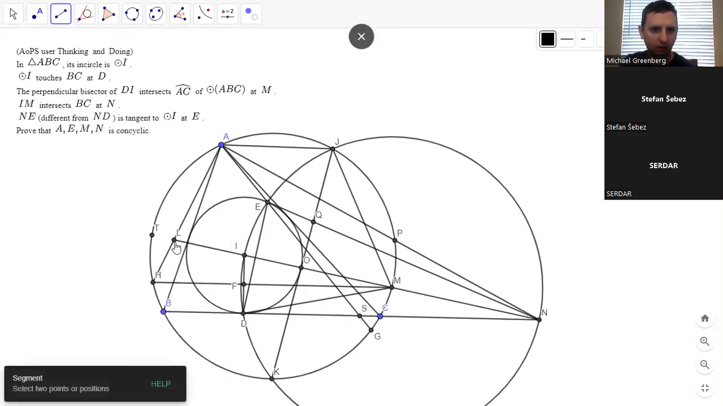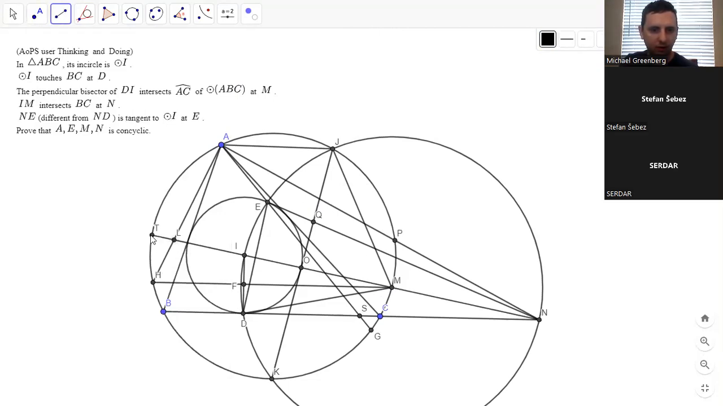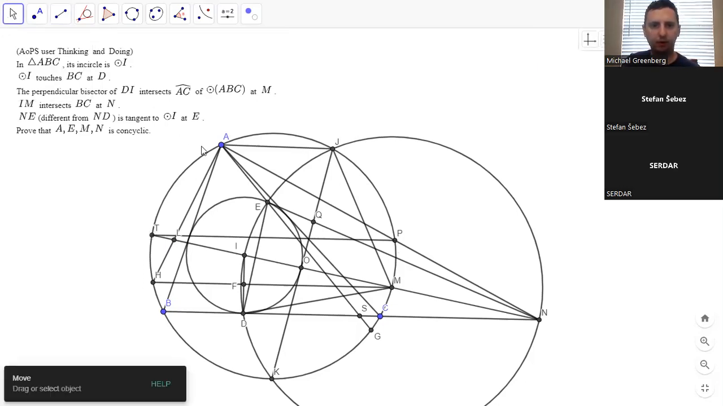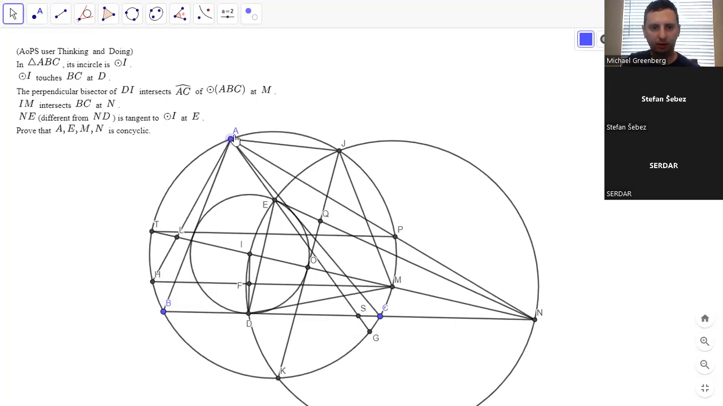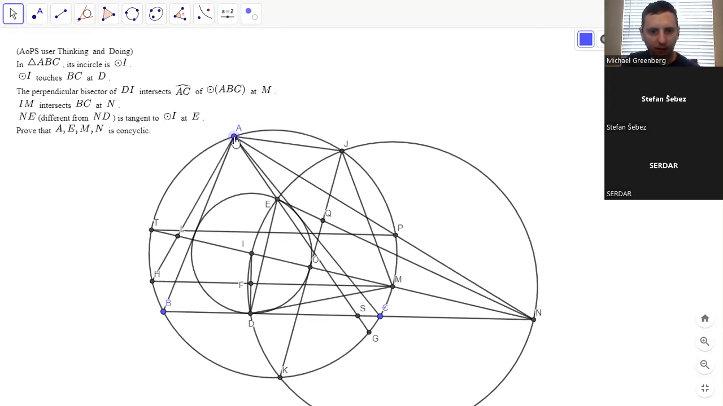If we show that TP is parallel to BC, then we can define E as the intersection of the incircle with the circumcircle of AMN. Then it will follow that NE is tangent to the incircle, and the angle condition will hold. Okay, so you're saying first we show that TP is parallel to BC. That's the first step, right? And then how does it work from there?